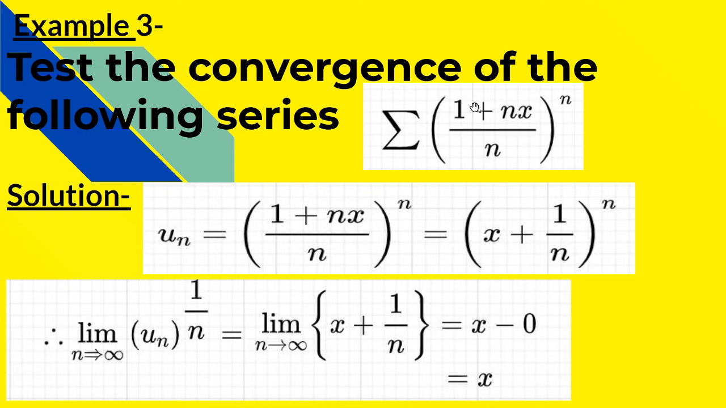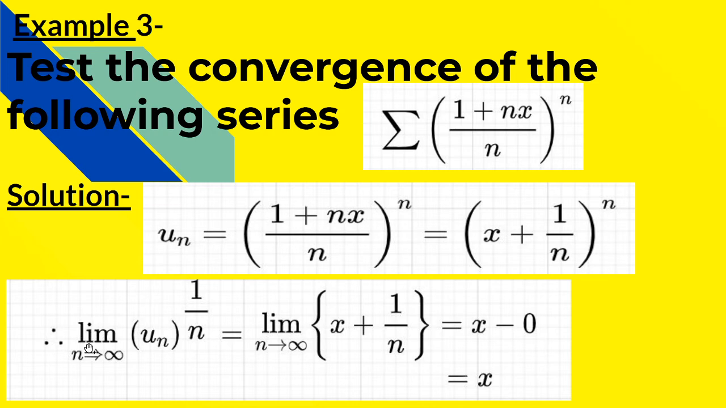See the third example. Test the convergence of the series summation 1 plus nx upon n bracket raised to n. Here un is equal to 1 plus nx upon n bracket raised to n. Inside the bracket, if we divide numerator and denominator by n, then this un can be written as x plus 1 upon n bracket raised to n.